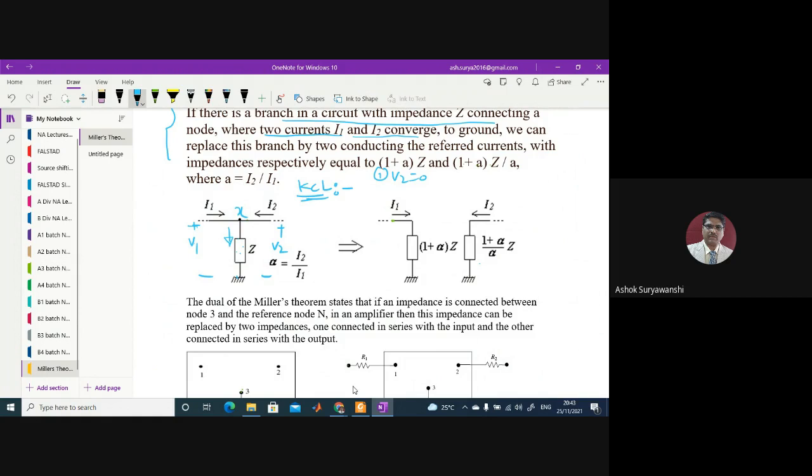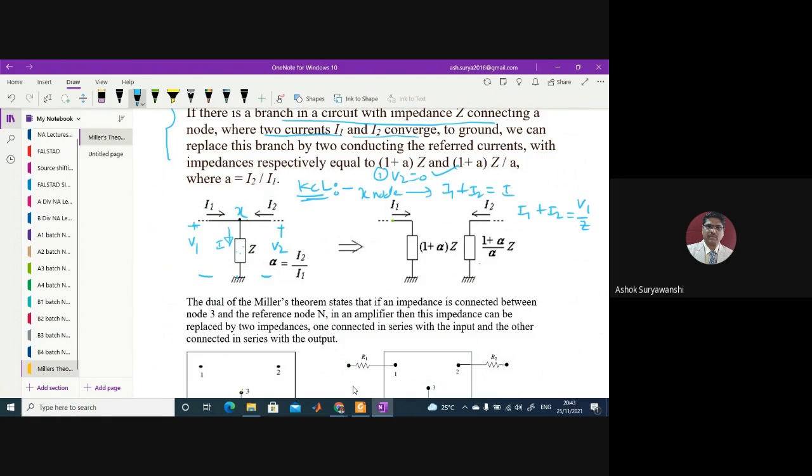So now I can assign another current. If I apply KCL at the X node, considering that V2 is 0, I get I1 plus I2 equals I, suppose. So this is my KCL here. Now in this KCL, I1 plus I2 equals, what is the value of I? If the voltage V2 on the output side is 0, it is short. There is only V1, so it is V1 by Z.